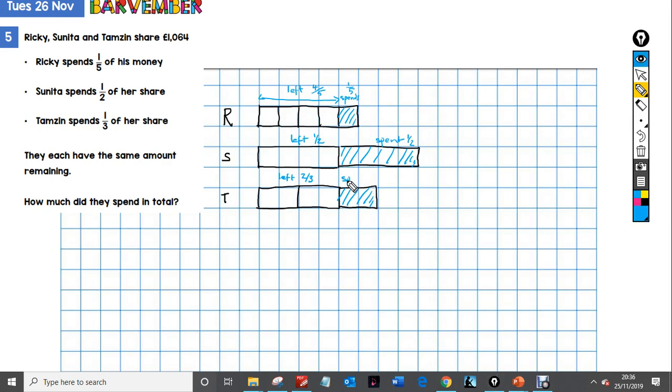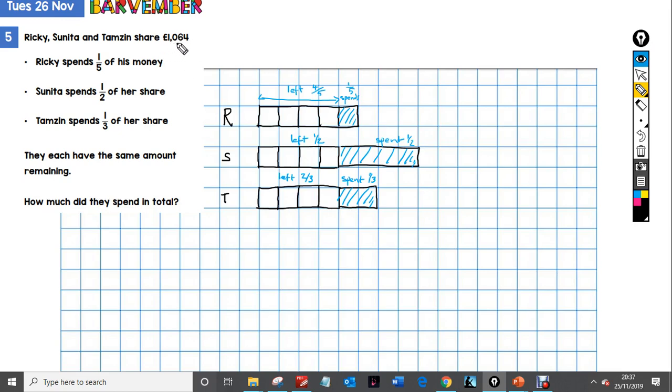So now we can see, and it's actually quite a simple one, isn't it? Because I haven't had to find common denominators or anything like that. It's all very easy. So what are we asked? How much did they spend in total? All right, so let's put the amounts in there.